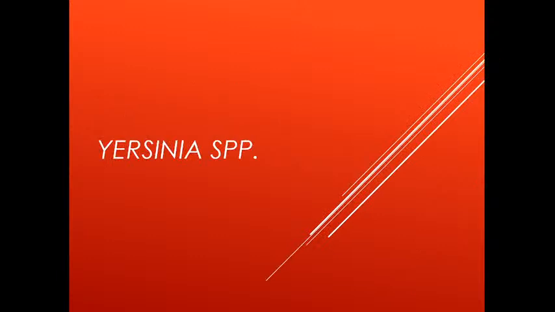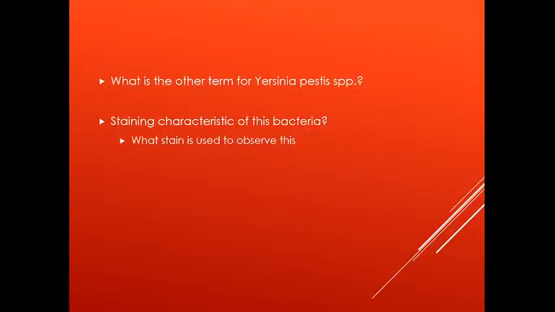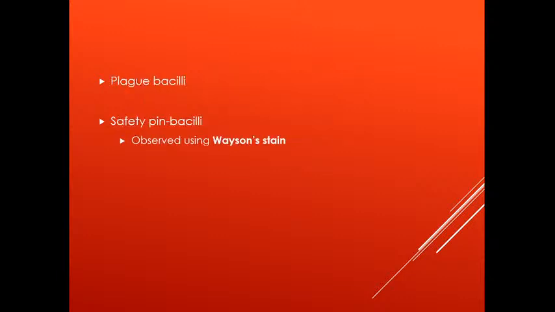See? Easy, right? Another organism that you might encounter in your exams is Yersinia species. Okay? So, what is the other term for Yersinia pestis? It's known as the plague bacillus. The staining characteristic of this organism is a safety pin bacillus. The stain that we use to observe the safety pin bacillus is Wayson stain. Okay? Safety pin bacilli is the appearance when stained using Wayson stain.